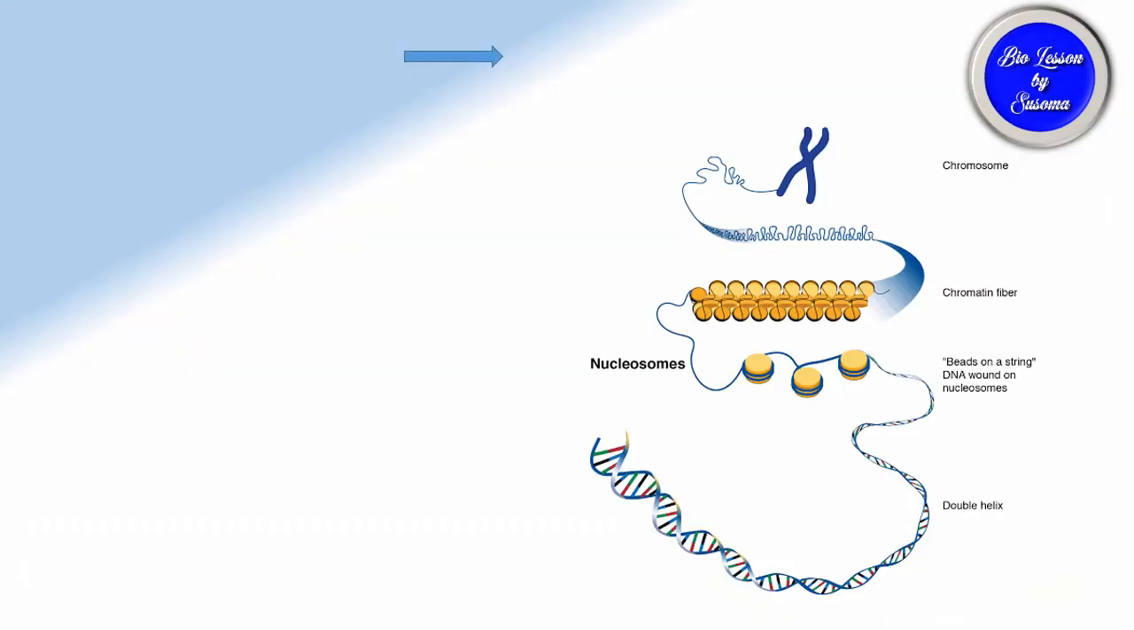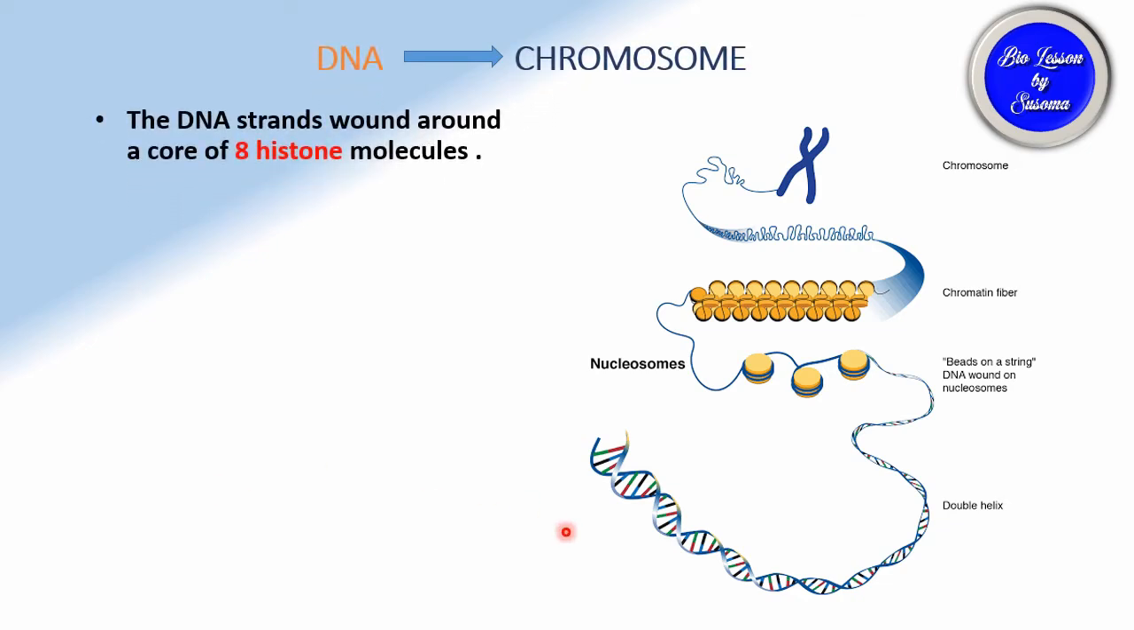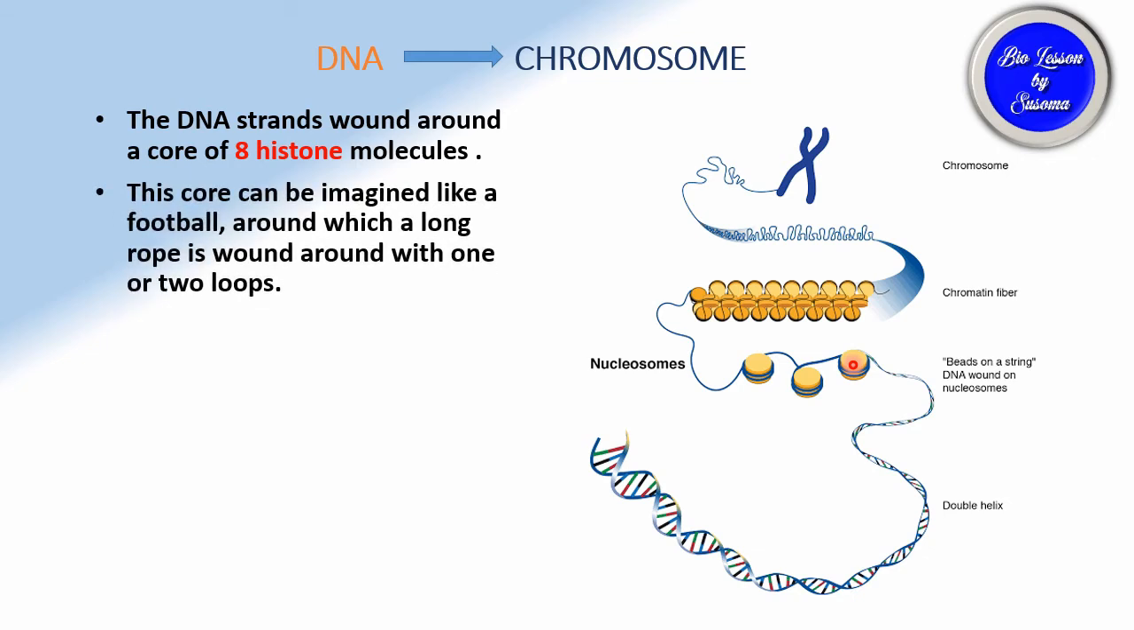Next, how the chromosomes are formed from the DNA. The DNA strands wound around the core of 8 histone molecules. Now, if you imagine the core as a football, and around that football, a long rope is wound around with 1 or 2 loops. Now, each such complex, which is formed with the 8 histone octamer and the DNA wrapped around, are called nucleosomes.